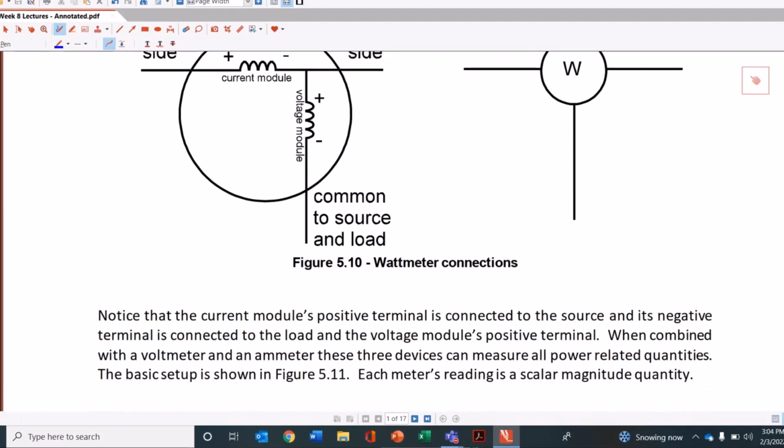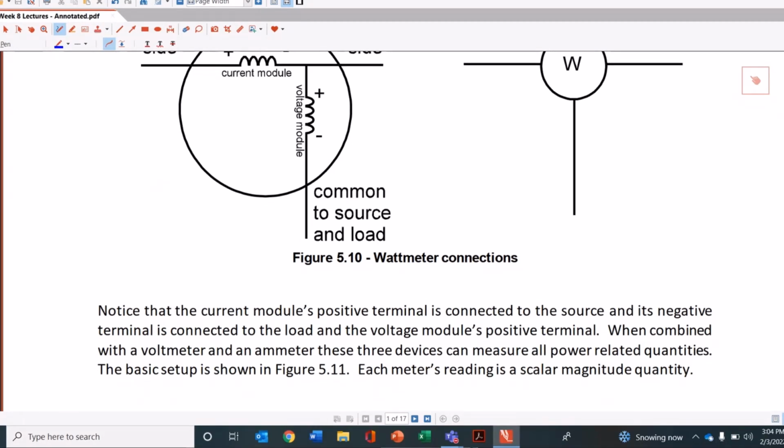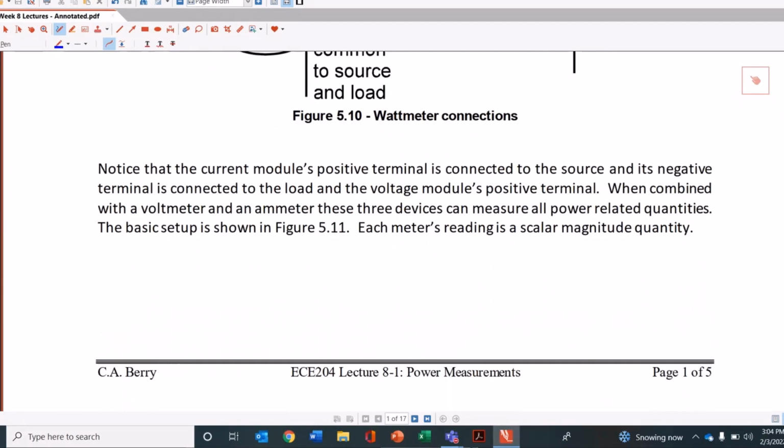So notice that the current module's positive terminal is connected to the source and its negative terminal is connected to the load, and the voltage module is positive on top and negative on the bottom. And like I said, when you combine those two together, it's just a voltmeter and an ammeter. And when you put them together, it becomes a wattmeter, which is used to measure power. And it gives you that quantity. So on to page 2.